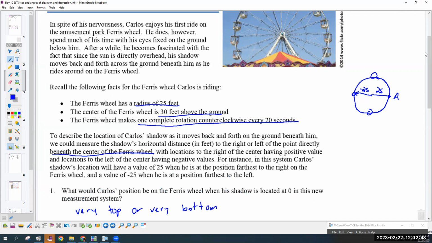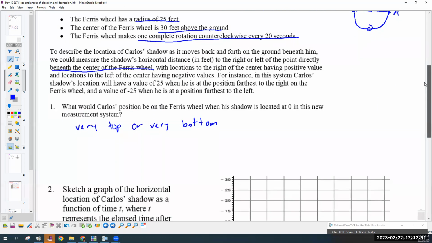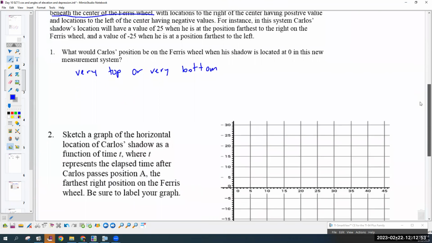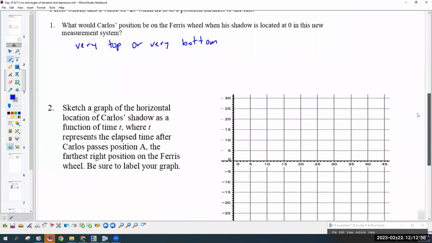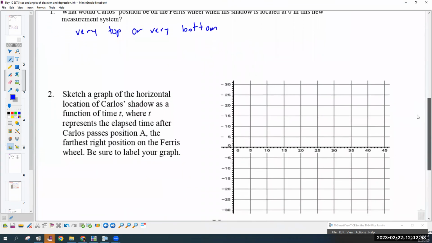Number 2 says, sketch a graph of the horizontal location of Carlos's shadow as a function of time t, where t represents the time after Carlos passes position A. So before we do that, let's again just draw the little Ferris wheel here. Here's our little, we're going to do what I like to call the lollipop Ferris wheel. So we really don't need the height of 30, but we'll just put it there. So we start here at 0. So when time is 0, the shadow is 25.